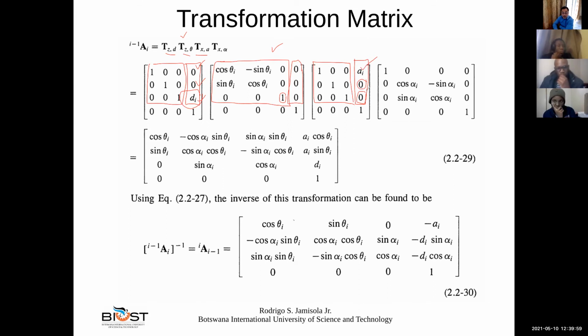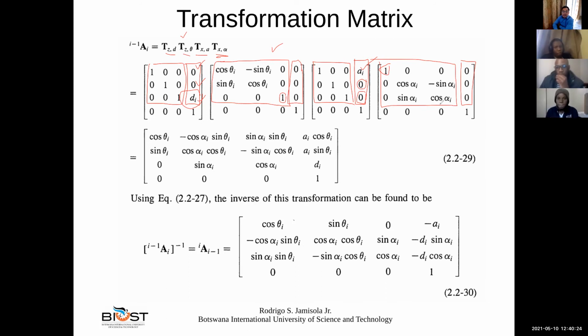Okay. Next. You rotate about the x-axis by an angle of alpha. So again, the position is 0, and the rotation about the x-axis, we know this, is 1, 0, 0, 1, 0, 0, because this is the x.